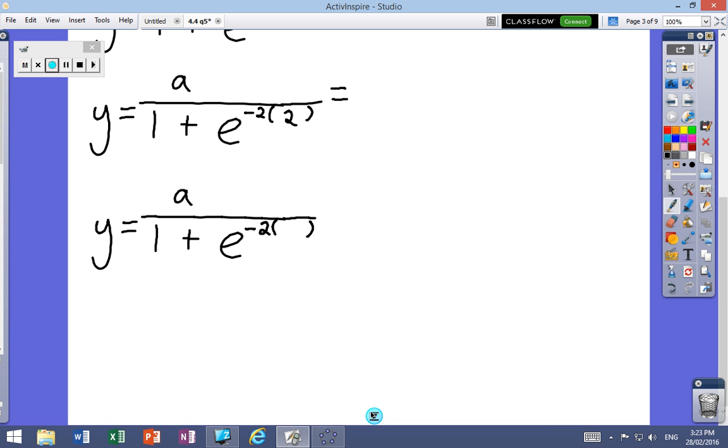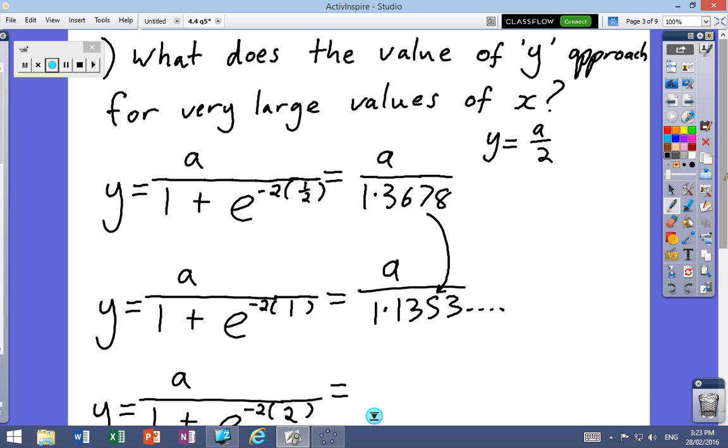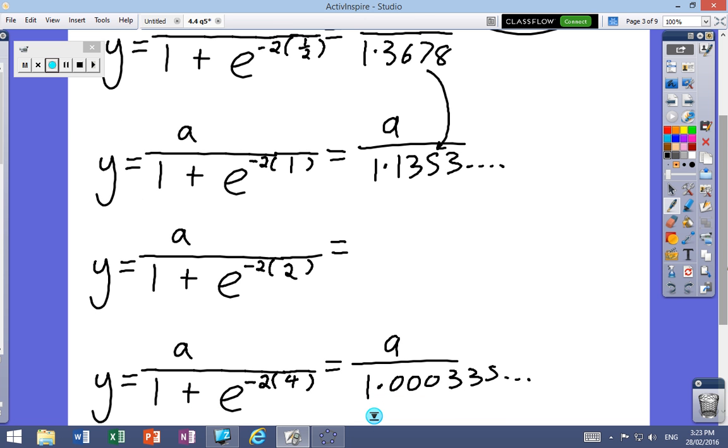Now we're going to try a on 1 plus e to the minus 2 times 4. So this is going to be a on 1 plus e to the minus 8. This is just playing to see what is happening when we're doing this. This will become a on 1.000335. Have a look at these. As we increase the value for x, we're moving away from this a on 2. It becomes a on 1.3, a on 1.1. We are approaching a on 1.0000.